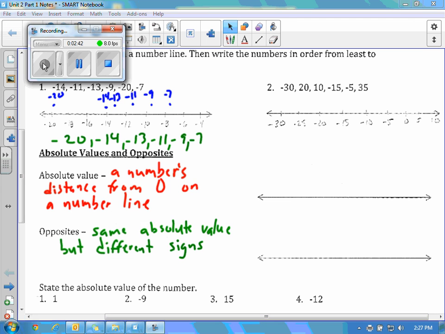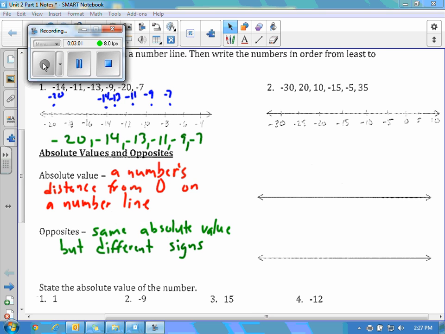All right, moving on to your notes, the next thing we're going to talk about is absolute values and opposites. So I wrote down a couple definitions for you. Absolute value is a number's distance from 0 on a number line, and opposites have the same absolute value but have different signs. So let's look at a couple of examples.